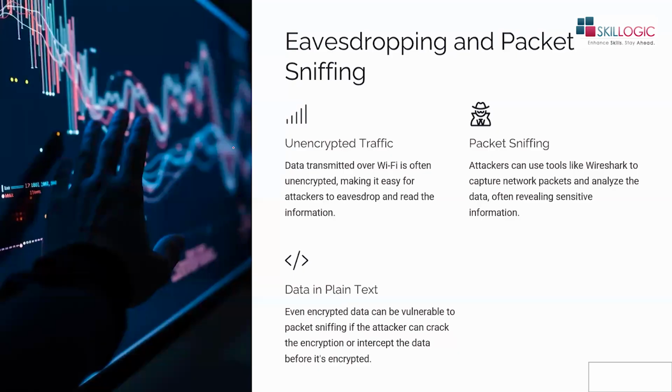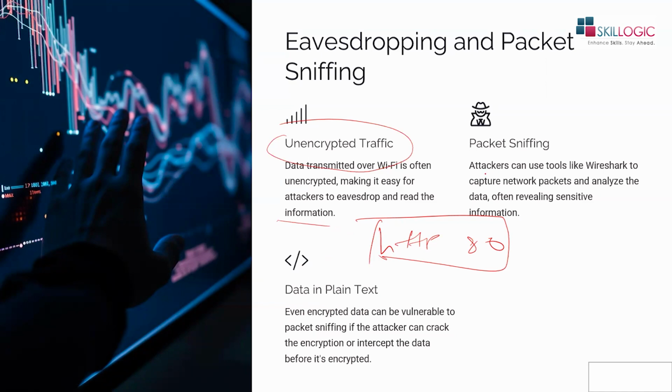Now, eavesdropping and packet sniffing techniques. Unencrypted data is the main target. Data transmitted over Wi-Fi is often unencrypted, based on some protocols. If you take the HTTP protocol, which runs on port number 80, it is an unencrypted protocol. If a website uses this type of protocol, whatever sensitive information you give, like credentials, credit card numbers, or debit card numbers, will be transferred over the internet in plain text, an unencrypted format. Unencrypted data makes it easy for attackers to eavesdrop and read the information. If it is not encrypted, anyone can listen to it.